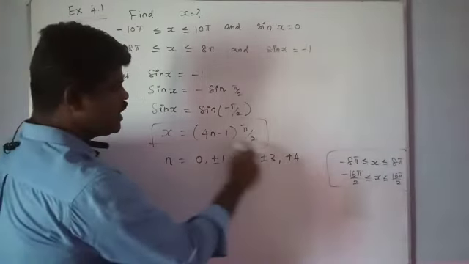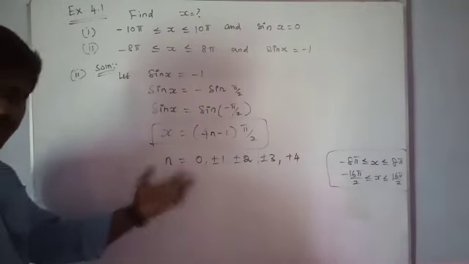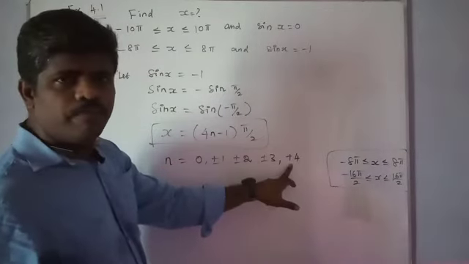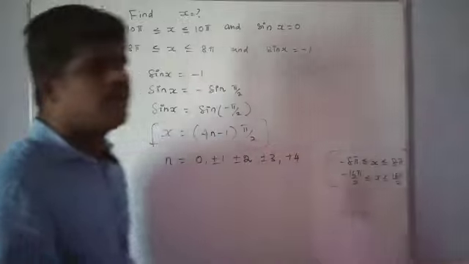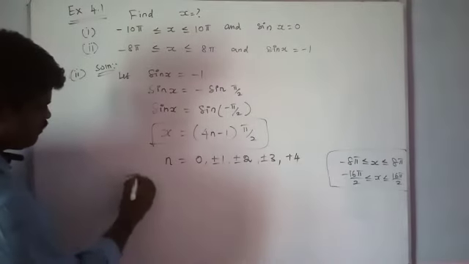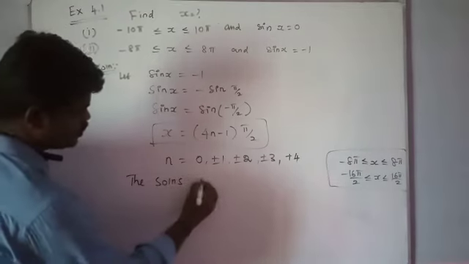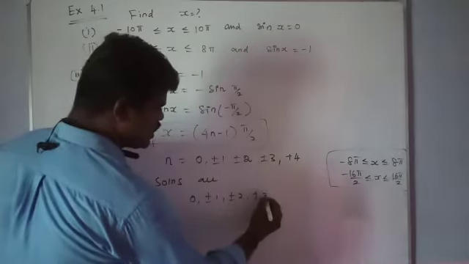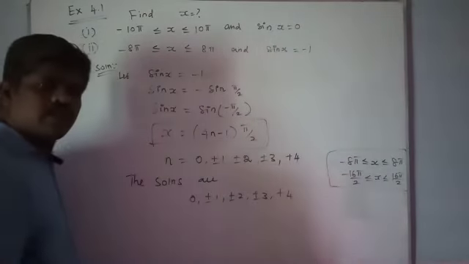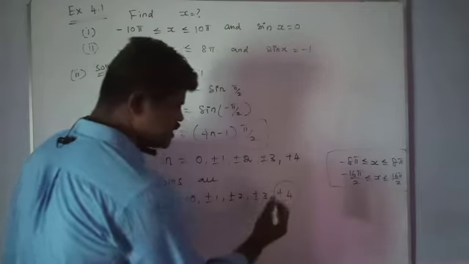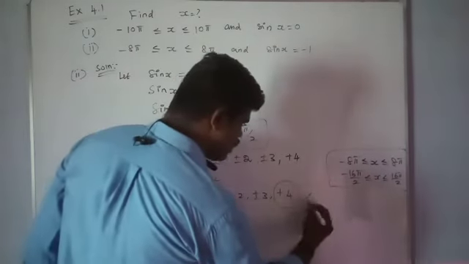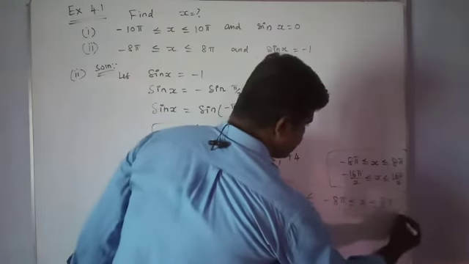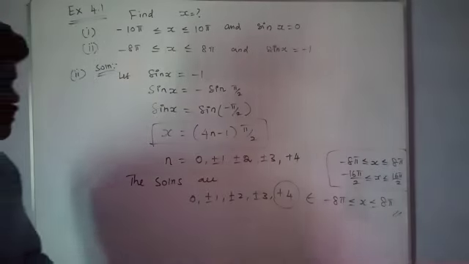We cannot give the value n equal to minus 4. If we give minus 4, this value does not belong to this interval. This is a very important point. The solutions are n equal to 0, plus or minus 1, plus or minus 2, plus or minus 3, and plus 4 only. Very important: plus 4 only is there, minus 4 is not there, belonging to minus 8 pi less than or equal to x less than or equal to 8 pi. Okay, refer to the sum. Thank you.